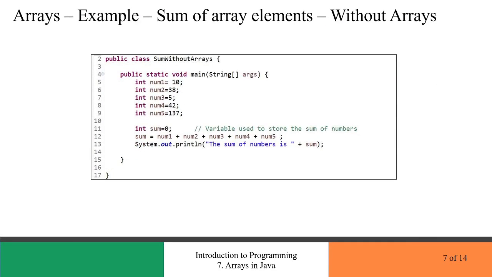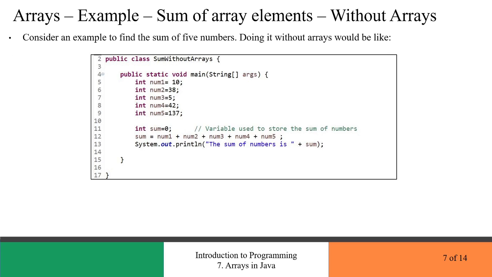Let us try to work through an example. Here we are trying to calculate the sum of elements of an array. We are using an array to store 5 numbers and we are calculating the sum of the numbers. We will write this program in both ways, that is, without an array and using an array, and observe the difference in them.